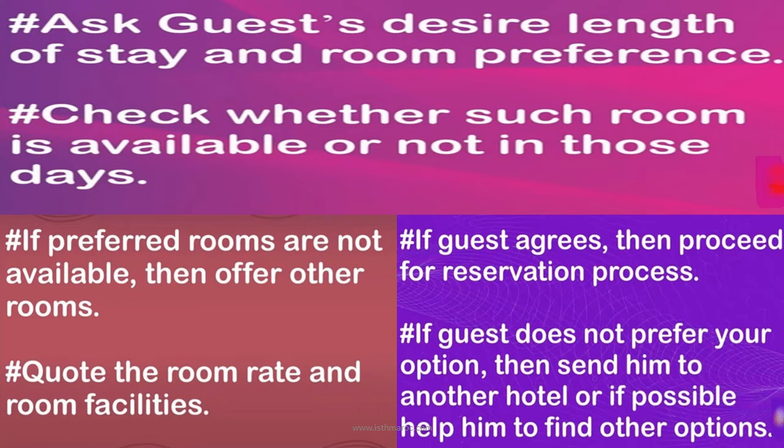Quote the room rate and room facilities. You tell him about the facilities the alternative room contains. If the guest agrees, then proceed to the reservation process. If he or she approves the option you give, then you start the process of making a reservation. If the guest does not prefer your option, then send him to another hotel or, if possible, help him find other options. So this is in brief what we have discussed together.